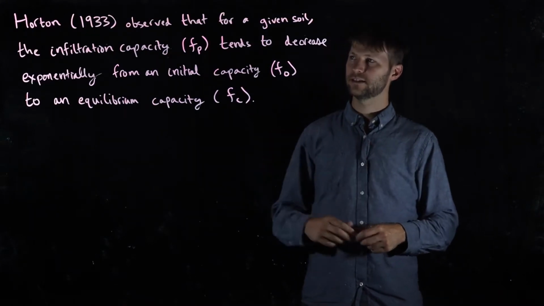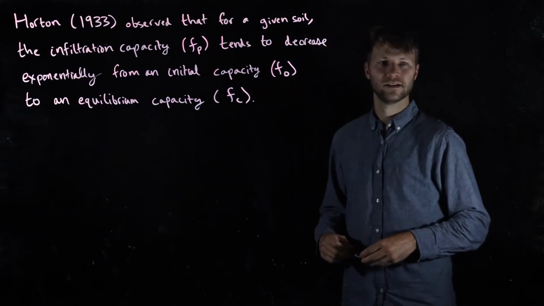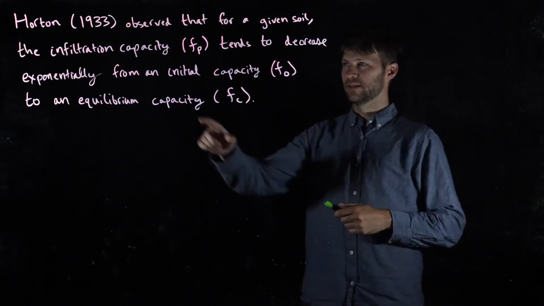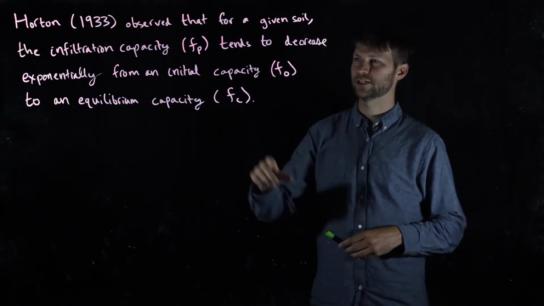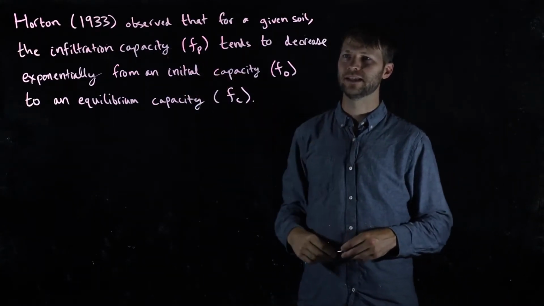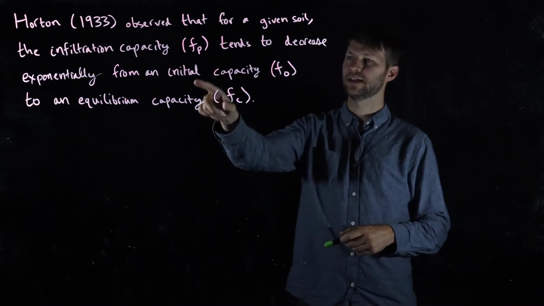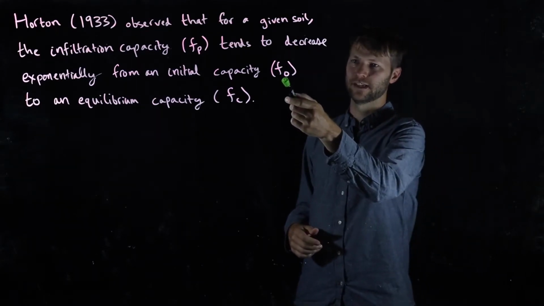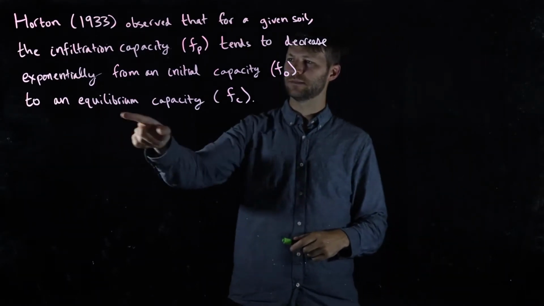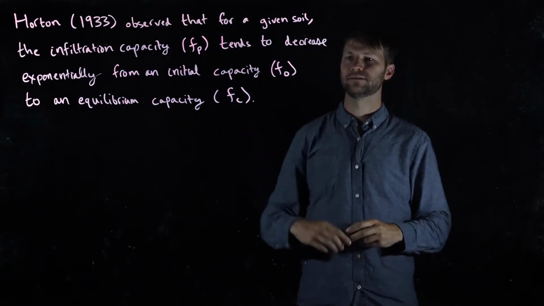So in 1933, Robert Horton was doing some experiments and observed that for any particular soil, the maximum rate at which water can soak into the ground, the infiltration capacity, denoted F sub p, tends to decrease exponentially from some initial rate or initial capacity, F sub 0, to some long-term steady equilibrium capacity, F sub c.